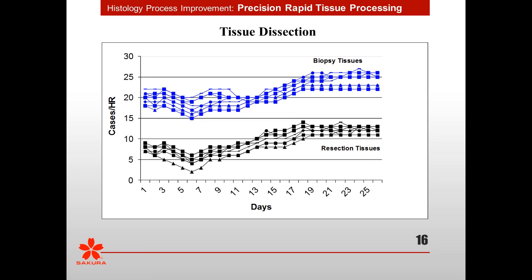Here's an example, and on this example, the bottom in the black are resection tissues. They can move, take a dip. A variety of people took a dip, then everybody moved into a very consistent pattern once they started using it.